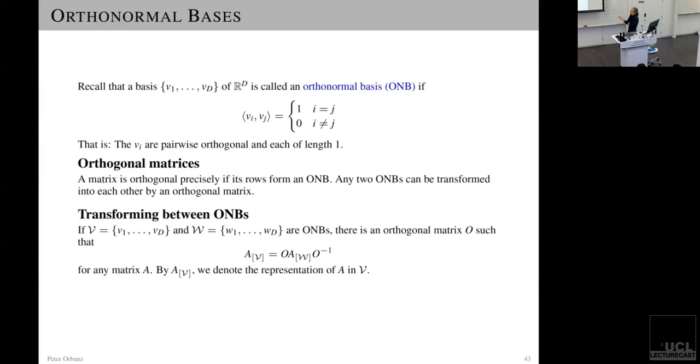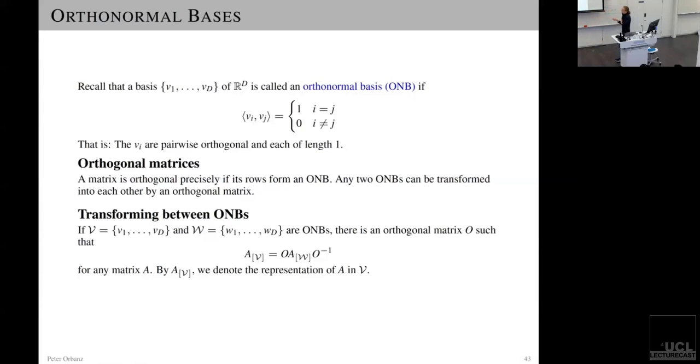So orthogonal matrices are precisely the ones whose rows form an orthonormal basis, or equivalently whose columns form an orthonormal basis. Another way of characterizing orthogonal matrices is that they are those linear maps that map orthonormal bases to orthonormal bases. If you have a coordinate system given by an orthonormal basis, and another one also given by an orthonormal basis, then the transformation between these two coordinate systems is given by an orthogonal matrix.